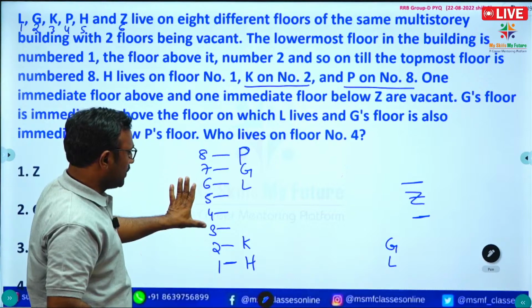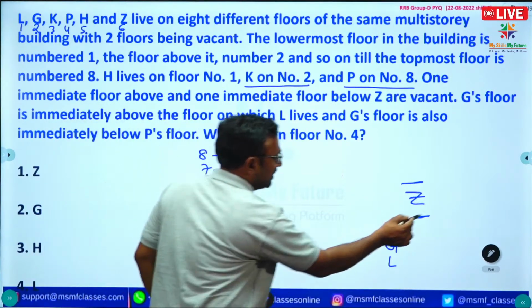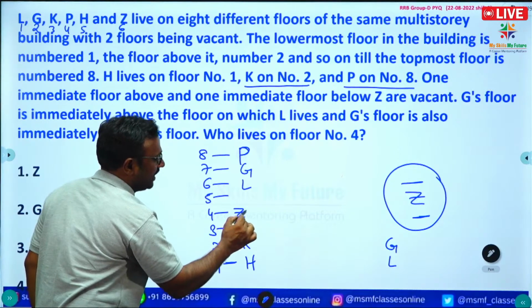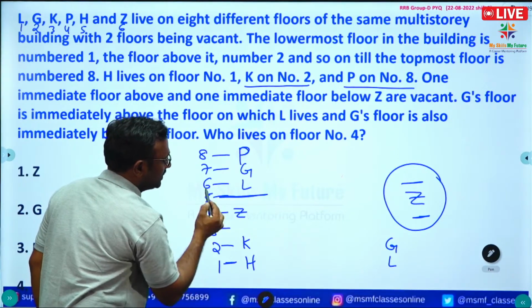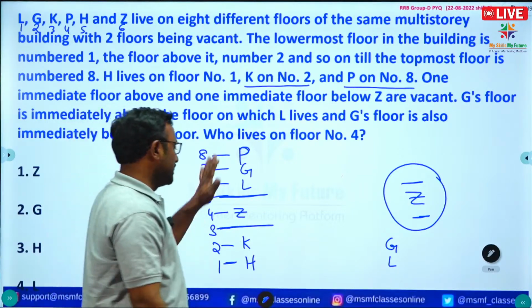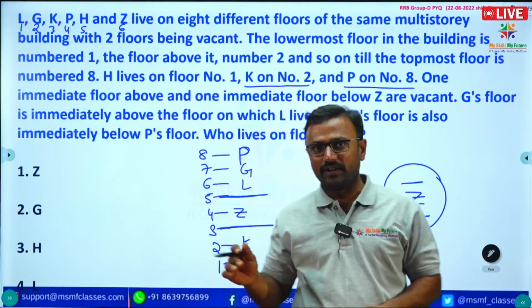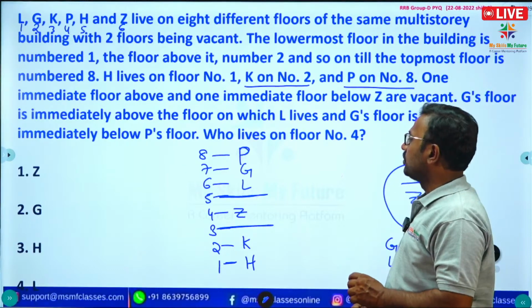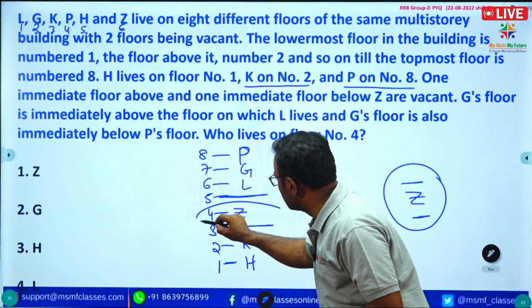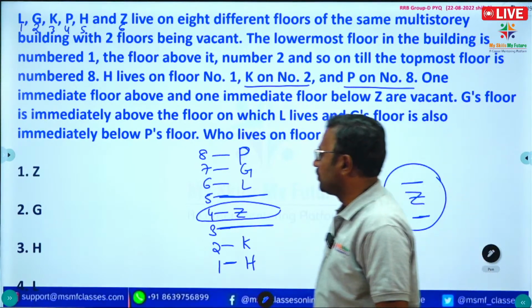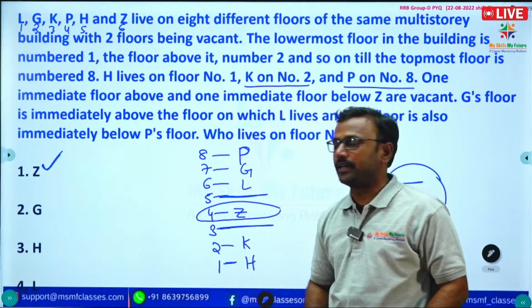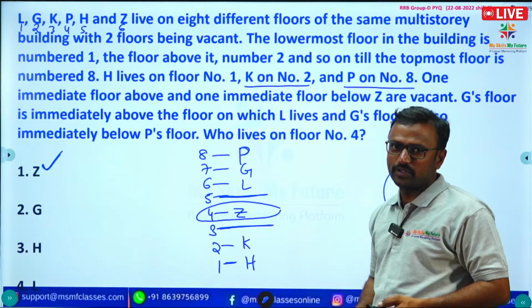So only 3 positions are pending. Fit these in the 3 positions. Directly, by seeing it, we can write Z here. Why? Because the immediate above of Z and immediate below of Z are empty. So these are the different persons living in the 8-floor building. What is our question? Who lives on floor number 4? Z lives on floor number 4. Option 1 is correct. Shall we move to the next question?